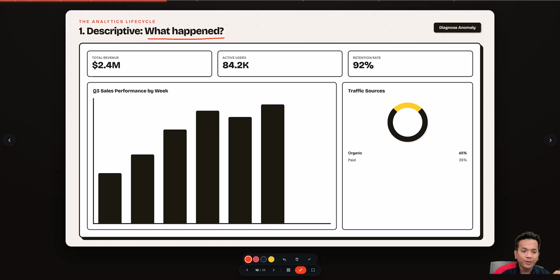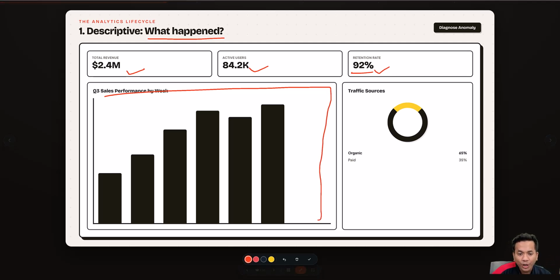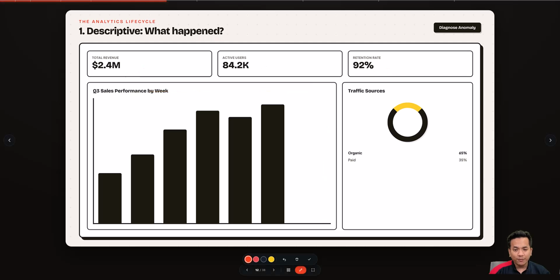The very first one, we can see we have 2.4 million in revenue. We can see we have 84,200 active users, and the retention rate, which is 92%, and we can see all of our charts and everything. So this is what descriptive is, something like a dashboard. You can see the whole picture of what actually happened. So this is descriptive analytics.